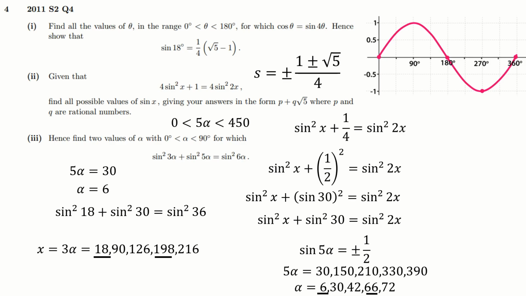Oh, sorry, I didn't bother writing them down at the end there. But alpha 6 and 66 are going to be our two cases. Really tough question, but thanks for sticking with it if you did, and I'll see you next time.